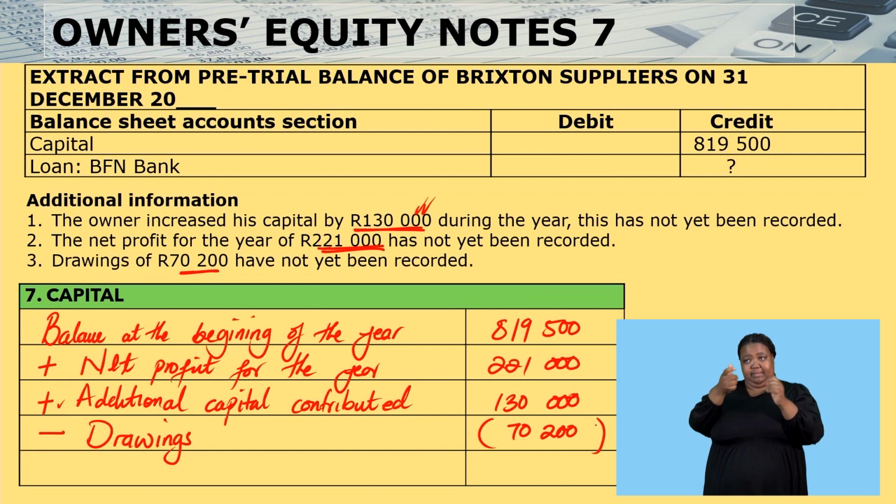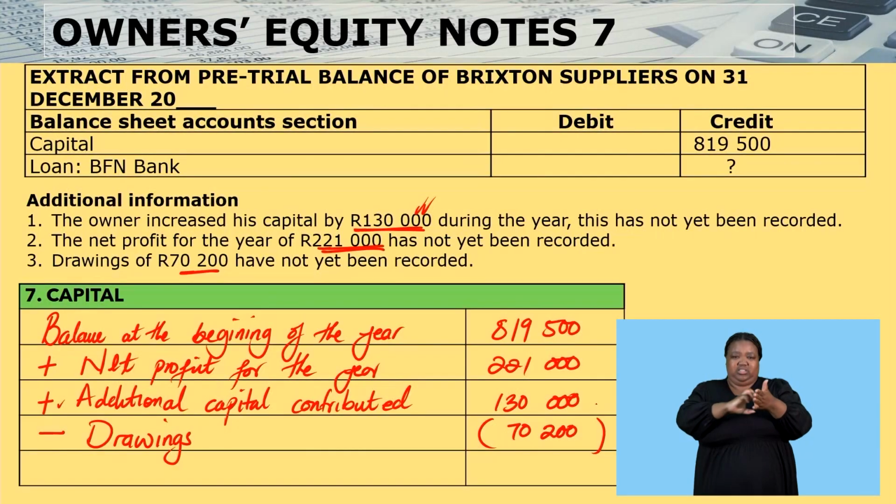Very important. Let me say this again. Your net profit for the year, you add it. It increases your equity, and your additional capital is going to be added as well. And then you subtract your drawings.